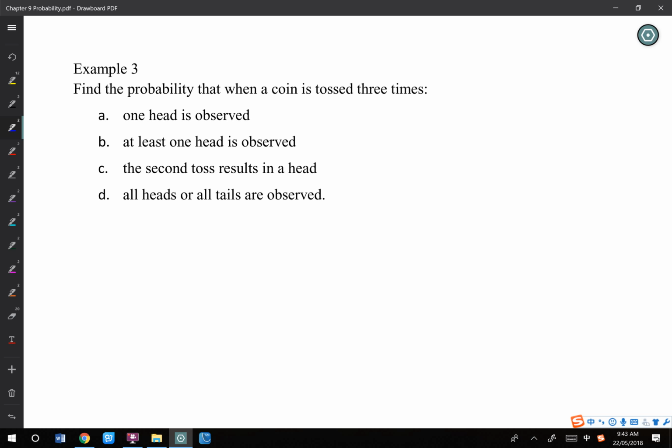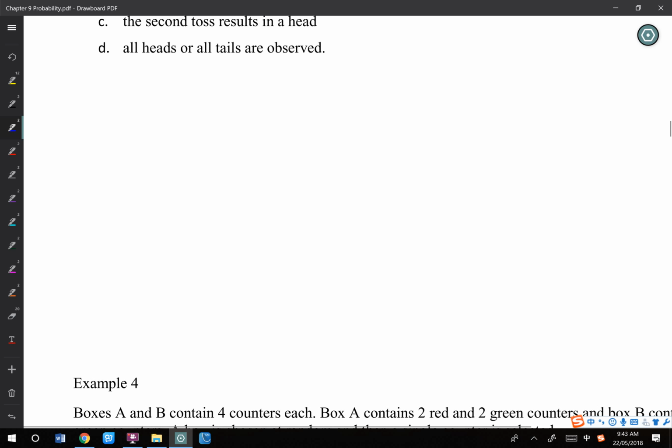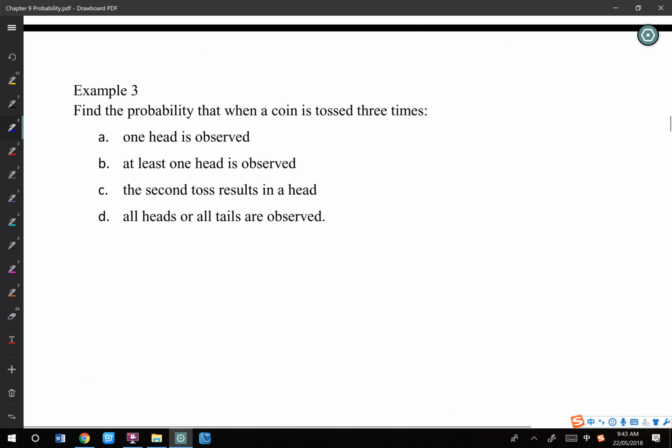Have a look at number 3. Number 3 is find the probability that when a coin is tossed 3 times, one head is observed. Because it's tossed 3 times now, a table's not going to work. So what will work is only a tree diagram.